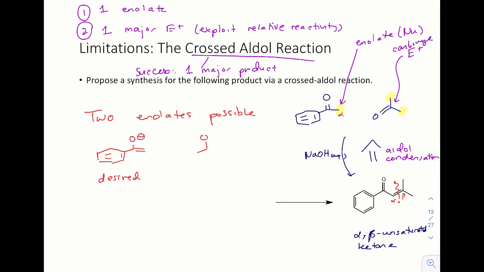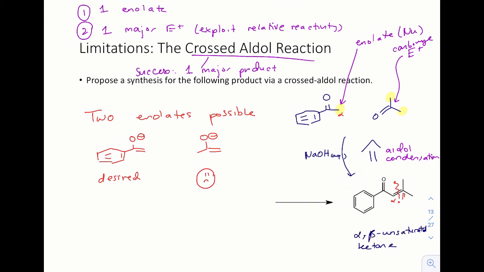But just because that enolate is desired, we can't stop acetone from reacting with sodium hydroxide. If both of these ketones are present, then both enolates are going to be formed. The two ketones have similar acidities, and they both have acidic alpha carbons. Two enolates are possible, so we're not going to get a clean reaction to form only one major product.